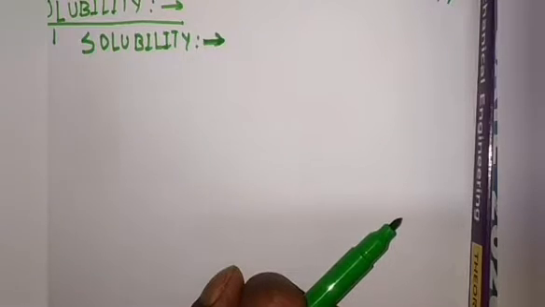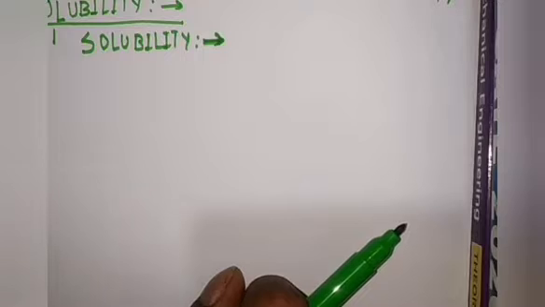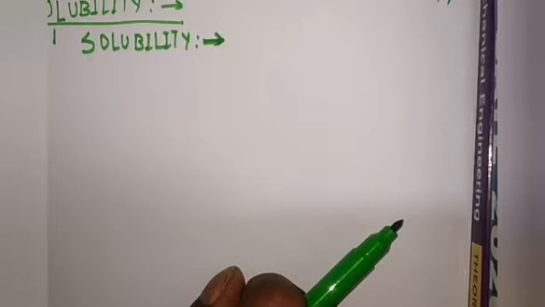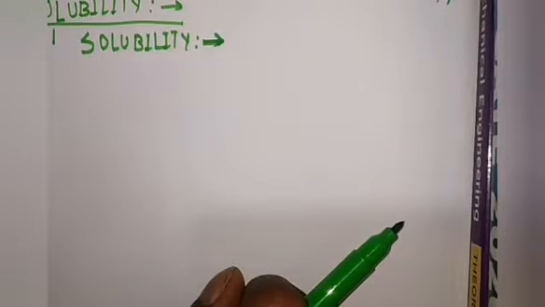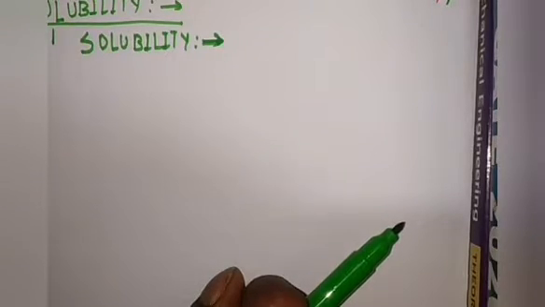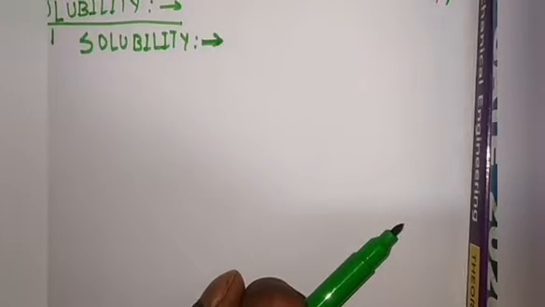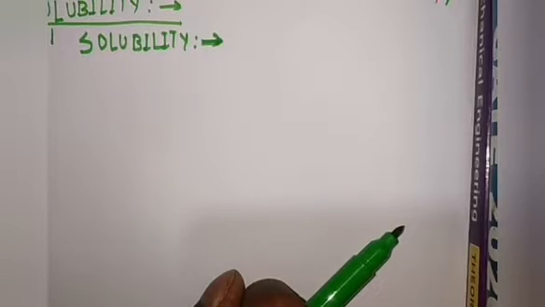Okay, so I am going to define solubility first. What is the actual meaning of solubility? If you look at it from the practical point of view, then you will be able to identify the actual meaning of solubility. The definition of solubility says that the solubility of a substance is the maximum amount of solute that can be dissolved in a given amount of solvent at a specific temperature.